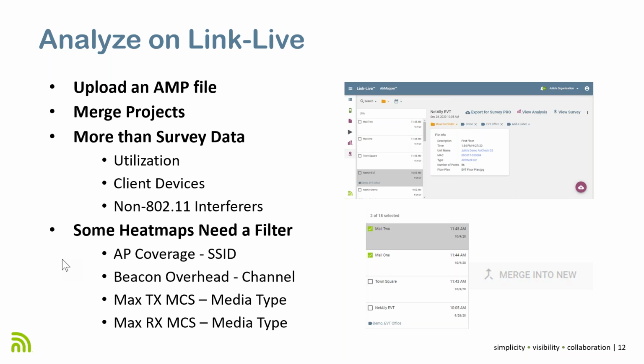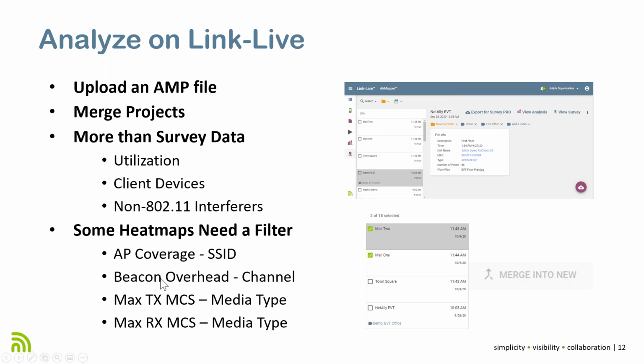Well, the reason is that some heat maps require a filter. For example, for the AP coverage heat map to become available, you'll need to select a specific SSID. After all, the main idea of the AP coverage heat map is to show you what the coverage of your network or specific network is. So you need to select what that network is before you can look at the heat map.